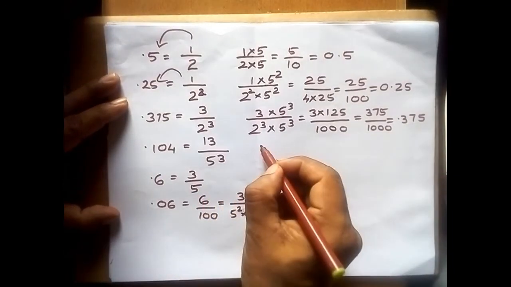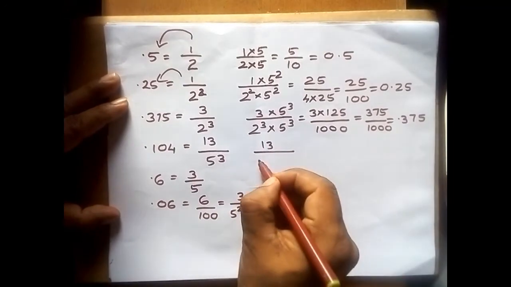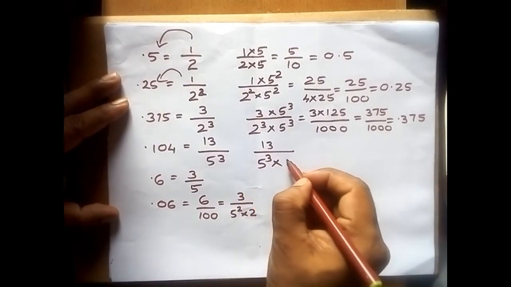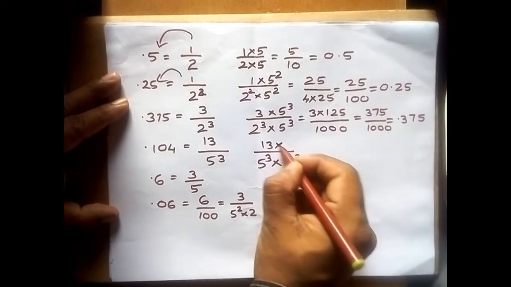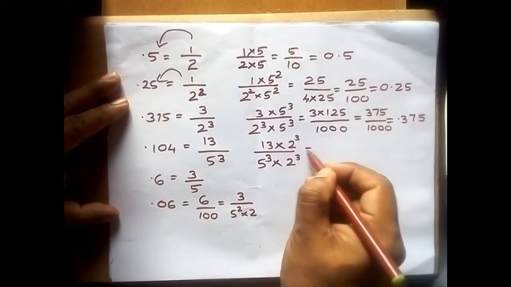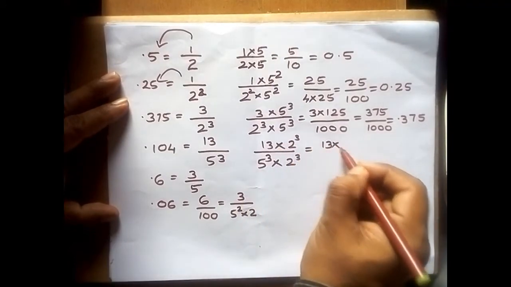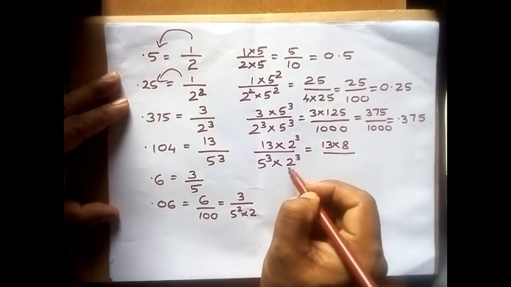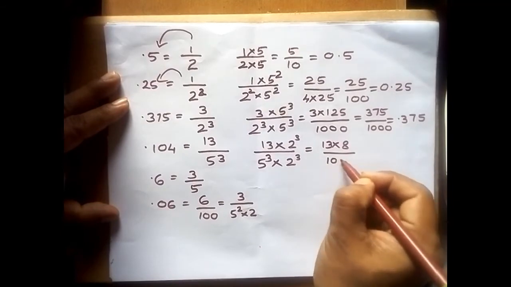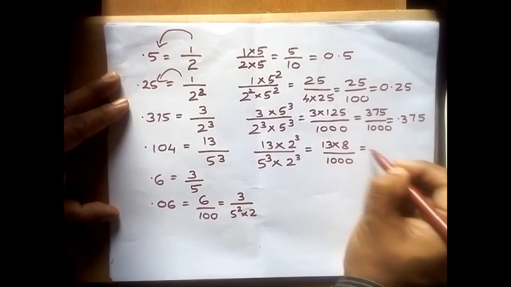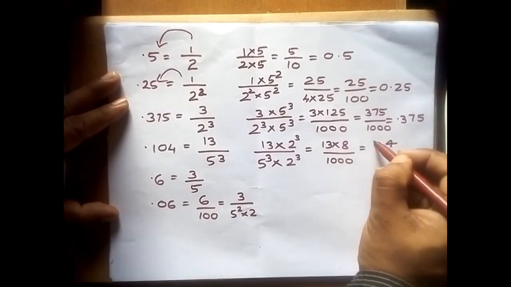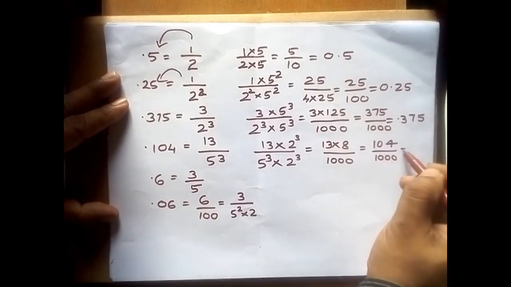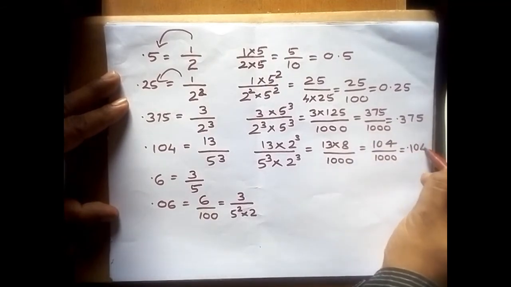13 divided by 5 cube, repeating the same process. Here 3 5's are there, but I want an equal number of 2's also. So 2 cube I am multiplying here. Here also 2 cube. So 13 into 8 divided by 5 into 2, 10 cube is equal to 1000. So this is 104 divided by 1000 is equal to 0.104.